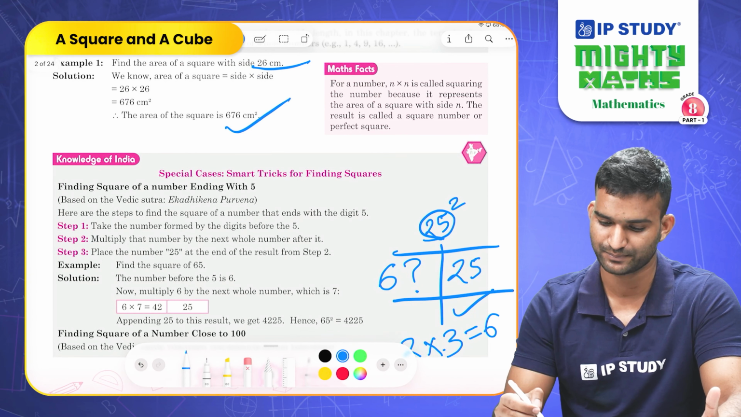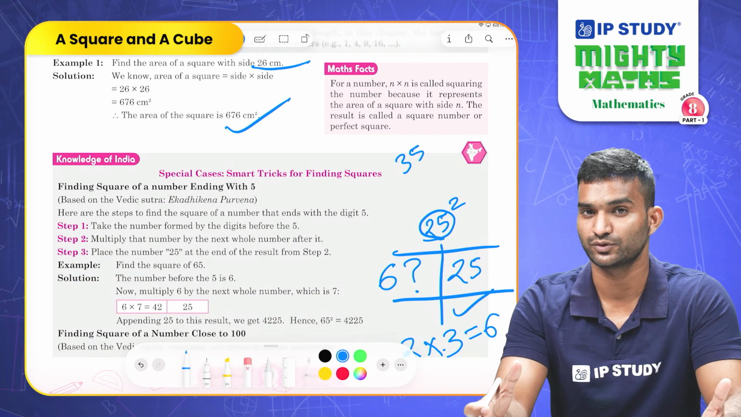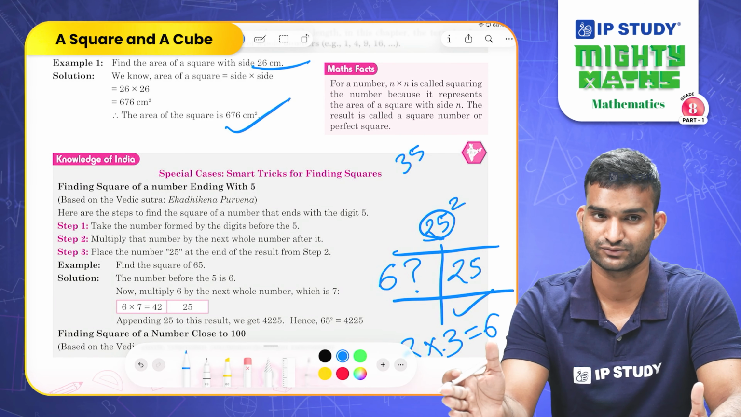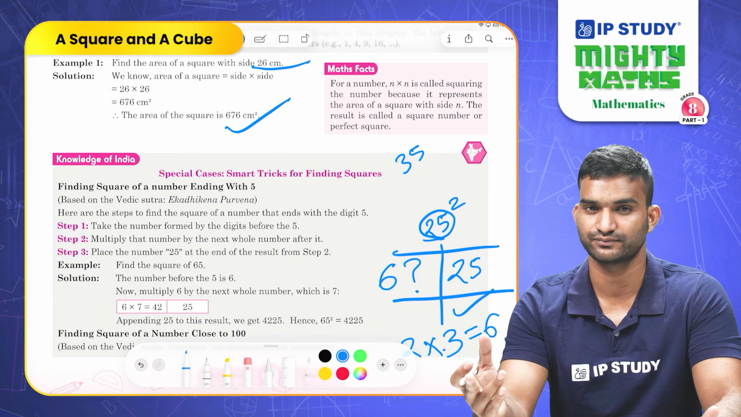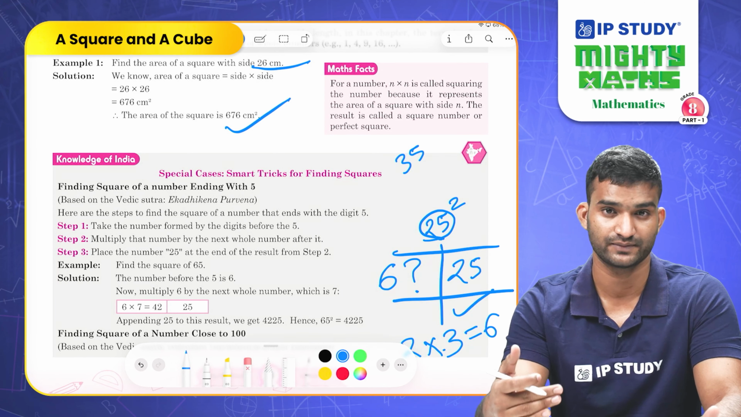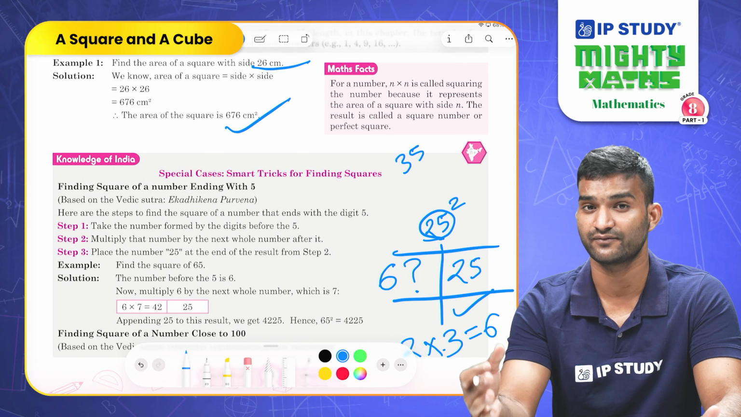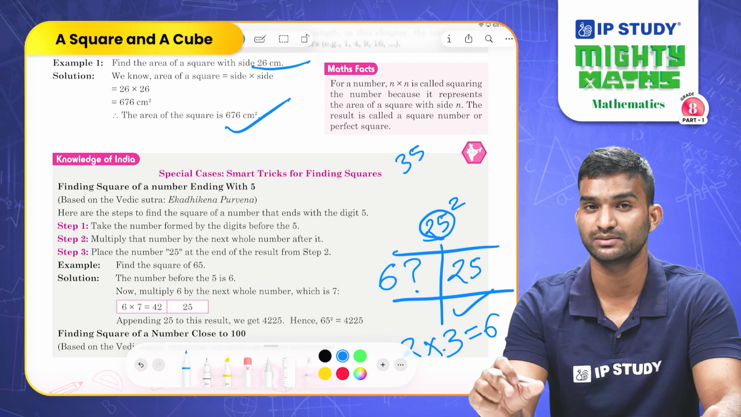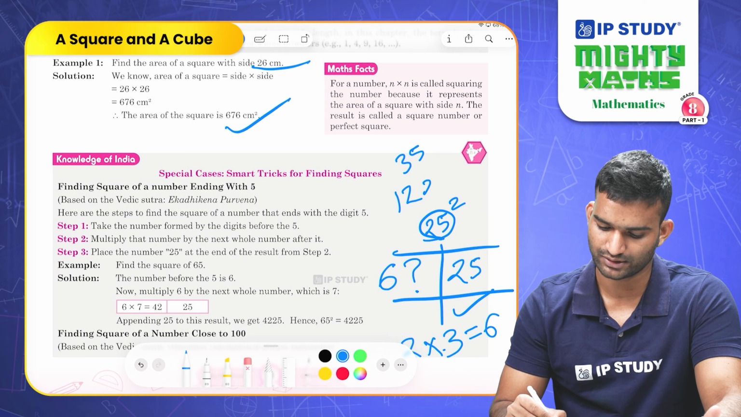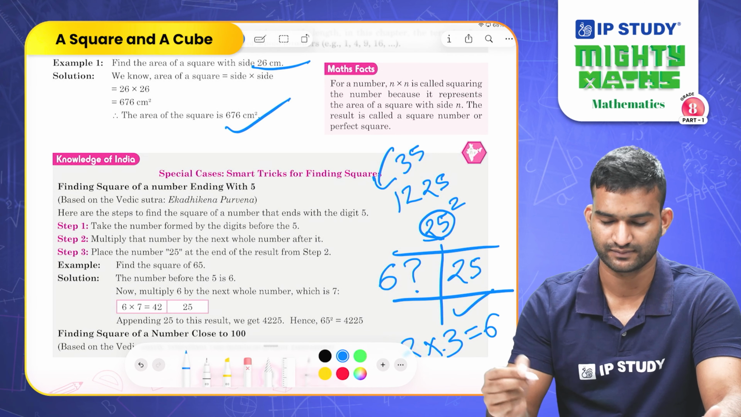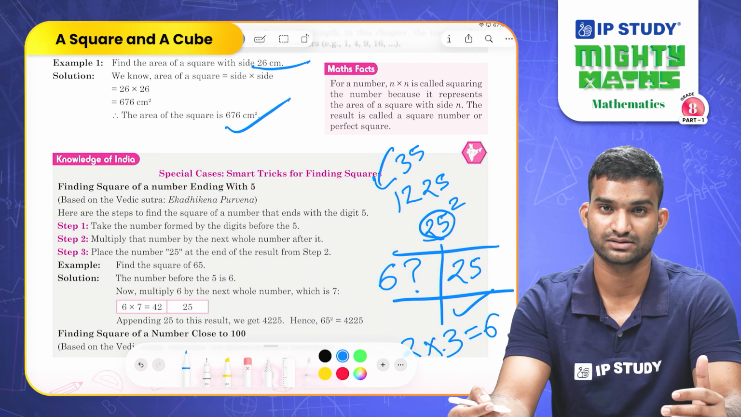Let's take another example to understand this. If we take 35, there will be two parts. The rightmost part will be 25 and the leftmost part will be 3 cross 4. Firstly, we consider the number that comes right before 5, which is 3, and next we take the number that comes right after 3, which is 4. Now we take the multiplication of these two, which is 12. So 1225 is the square of 35. This is the trick we use to get the square of numbers that end with 5.